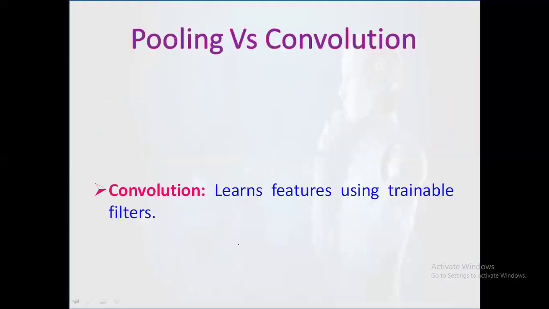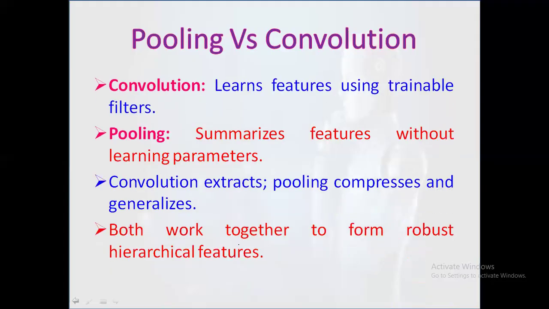And pooling versus convolution. What is the difference between pooling and convolution? Convolution and pooling serve different but complementary roles in the convolution neural network. Convolution learns features by applying trainable filters that detect parameters such as edges and textures, etc.